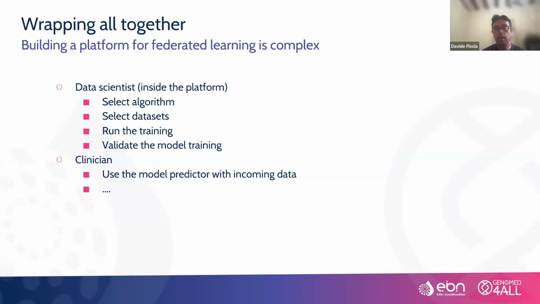And then the last use case is something that we haven't implemented yet, but it is basically the clinician, who will be able to use the model validated and trained on the federated dataset to predict.